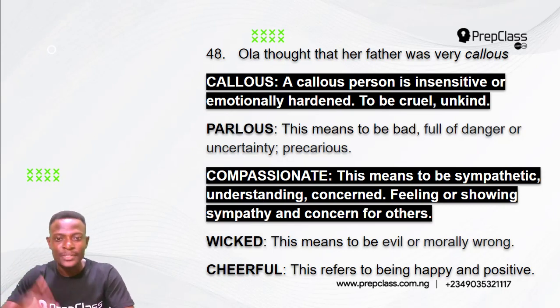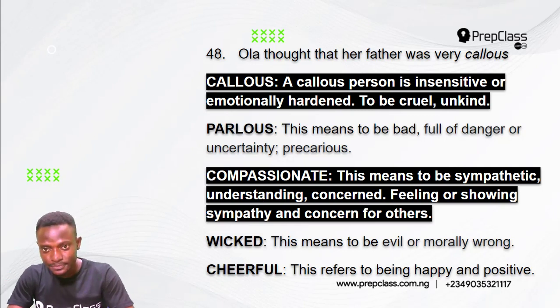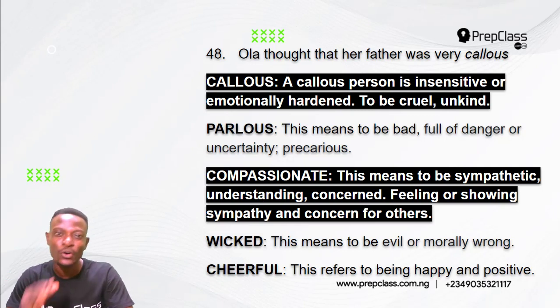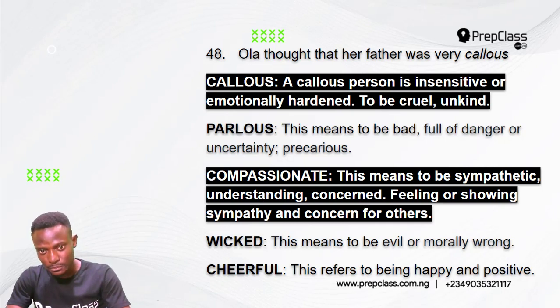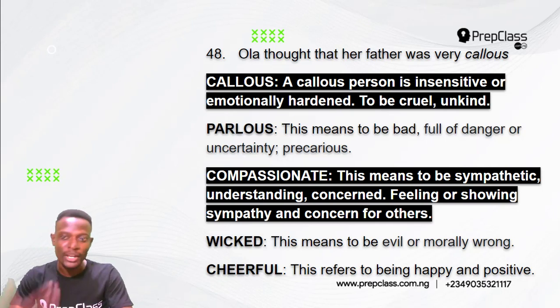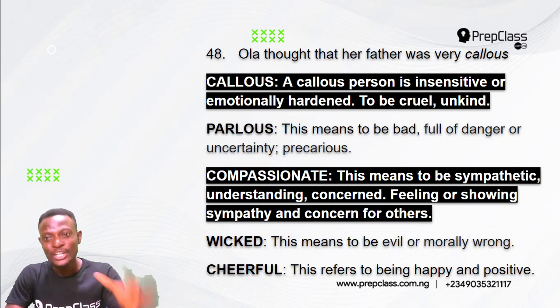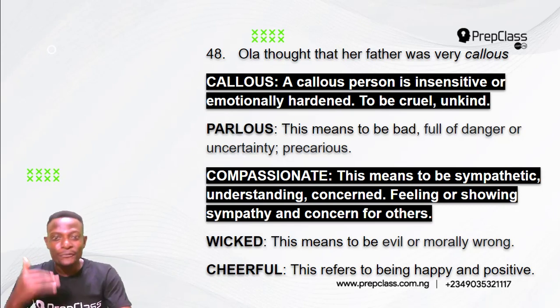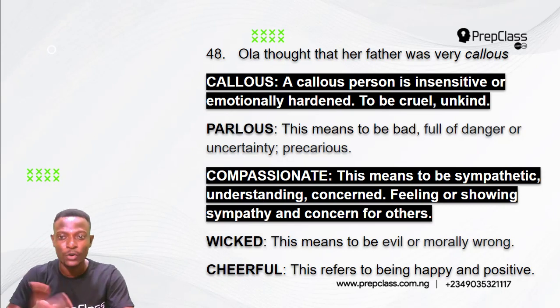Now, the opposite meaning to callous is compassionate. When you are callous, you are insensitive or emotionally hardened. You are cruel and unkind. But when you are compassionate, it means what? You are sympathetic. You are understanding, concerned, feeling or showing sympathy and concern for others.